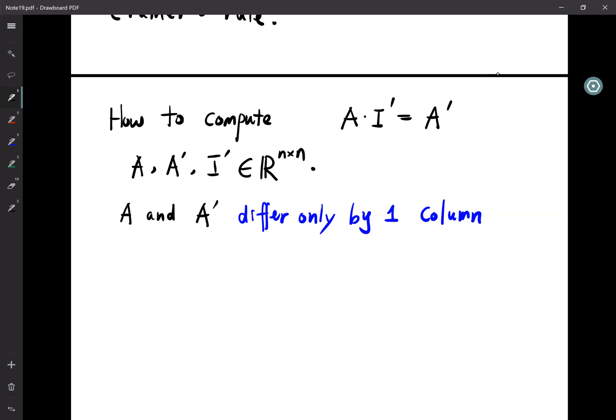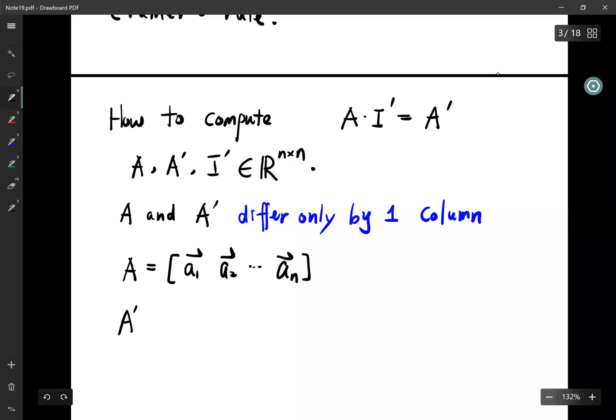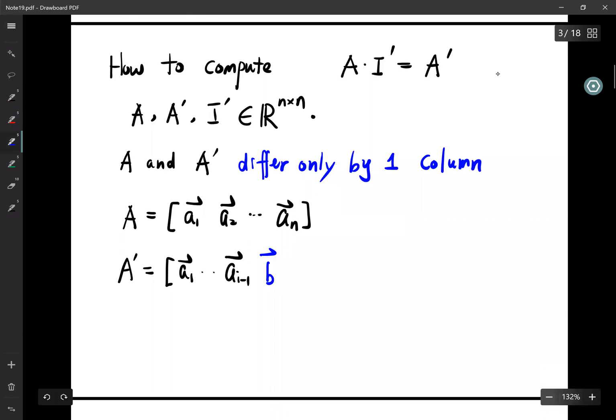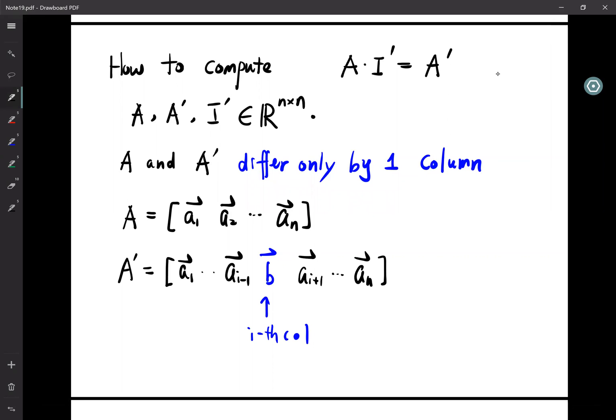What does it mean? It means that if A is A1, A2, up to AN, then A prime is equal to A1, and let's say they differ by the ith column, so A(i minus 1), and replaced by some other vector called B as the ith column. And then I have A(i plus 1), up to AN. So they're two closely related matrices, and only the ith column is different.